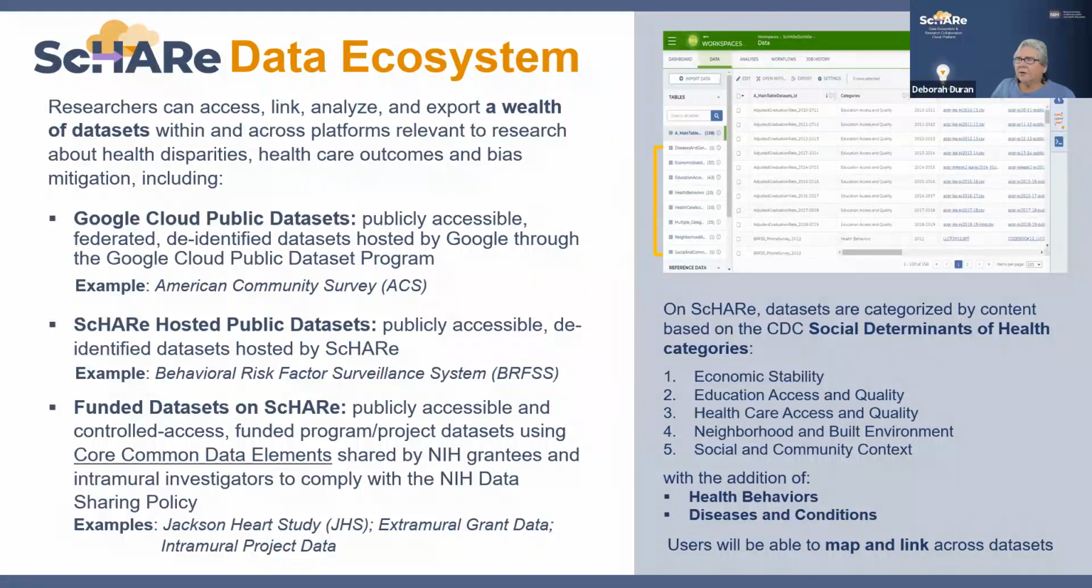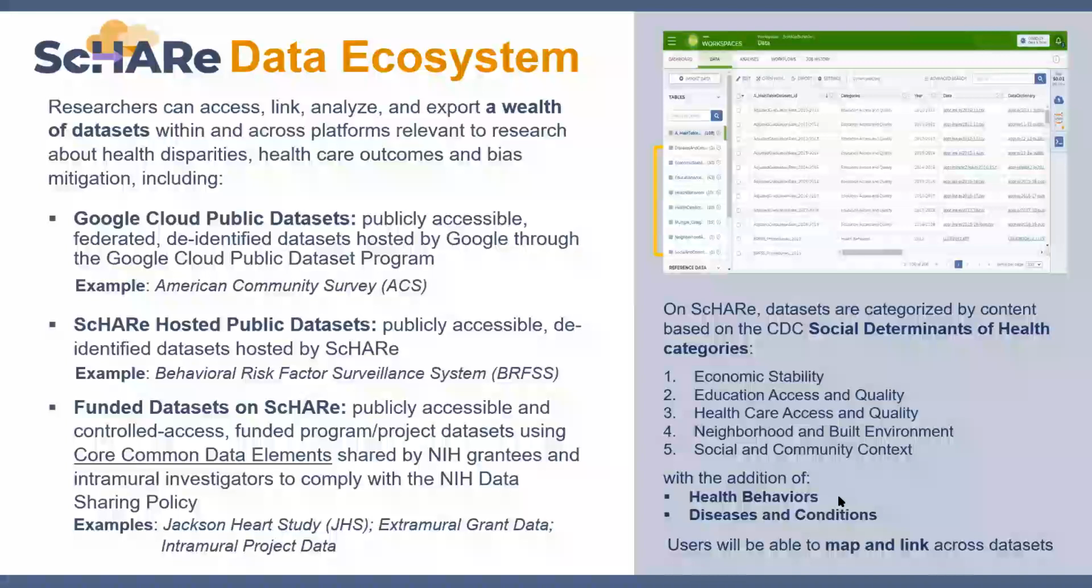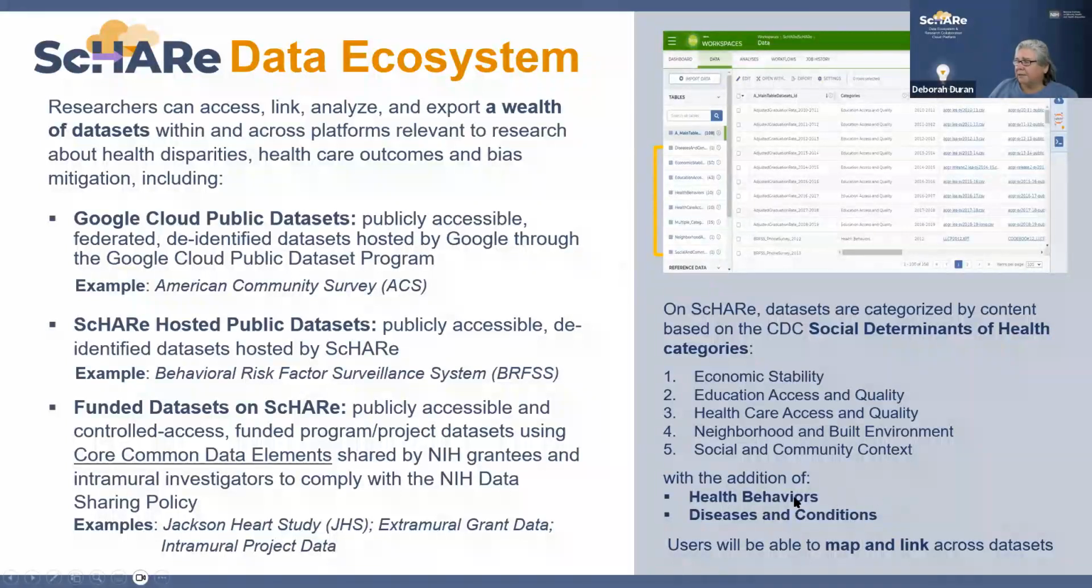And then the third part of our ecosystem is funded data sets from grants. They can be an individual project, or a large study like the Jackson Heart Study. It also includes our intramural data. As you can see to the side, the data sets are categorized by the social determinants of health: economic stability, education, healthcare, neighborhood, social and community context, with the addition of health behaviors, disease, and conditions.